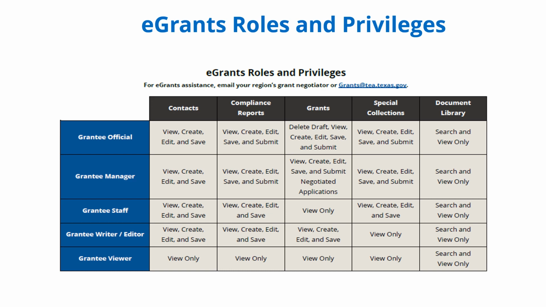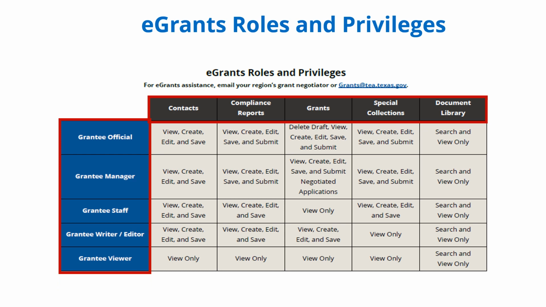So here's a look at the document. Across the top of the chart, you will notice various document types or sections you can access in eGrants, like contacts, compliance reports, grants, or special collections. Down the left-hand side of the document, you will also notice various eGrants roles that are available, including grantee official, grantee manager, grantee staff, writer, or grantee viewer. In our example today, we are going to choose grants.